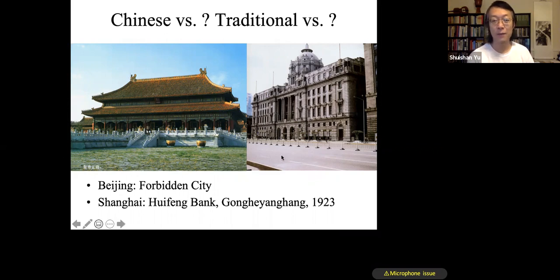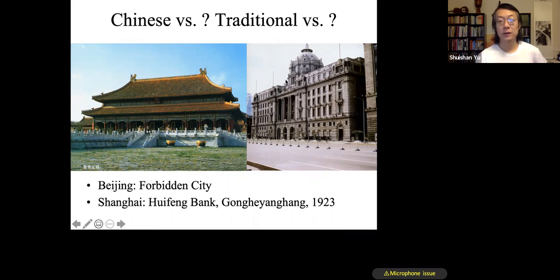Now look at the one on the right. It's Western in style, but look at where it is located. It is located in Shanghai, and it is definitely not modern. It is in a kind of Renaissance revival style. It could be something built in the 19th century in New York or in London or in practically any part of the world. So that image starts to look a little bit deconstructive to our understanding of Chinese versus Western, traditional versus modern, all right?